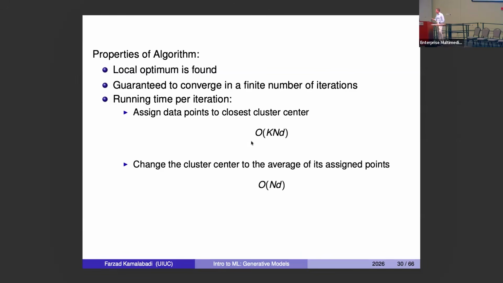Maybe we don't need to worry about most of these, but actually for what you're doing, it's important to know that this is sensitive to local optima. Local optimum is fine, not global, and you can show that it's guaranteed to converge in a finite number of iterations. The running time per iteration is dominated essentially not by changing the cluster centers, but by the assignment. That's essentially what dominates the computation.